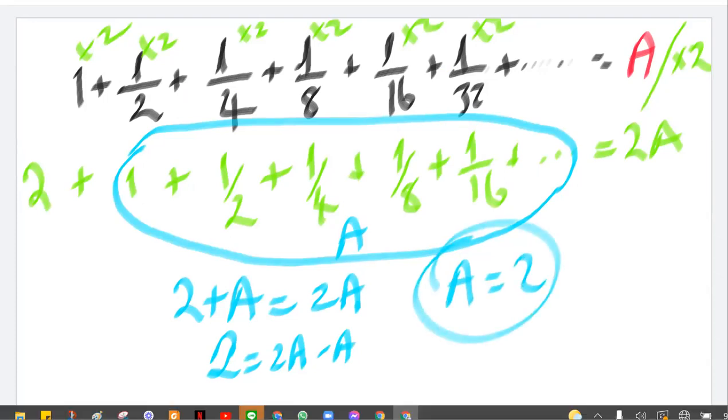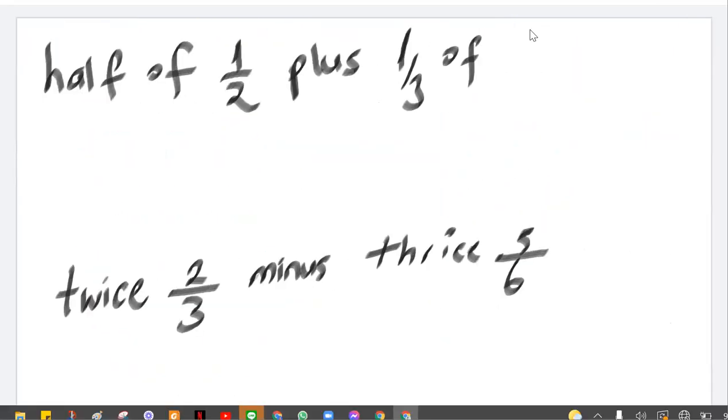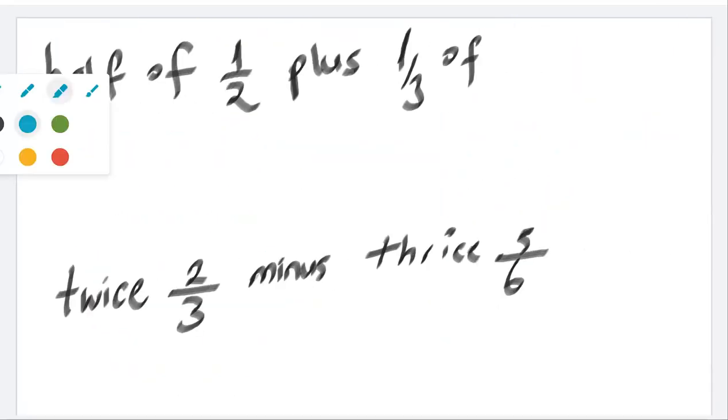Nice, right? And the final one, just kind of word question. So half of 1 over 2. It means you divide, 1 minute.